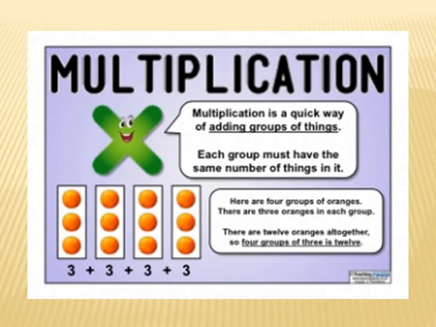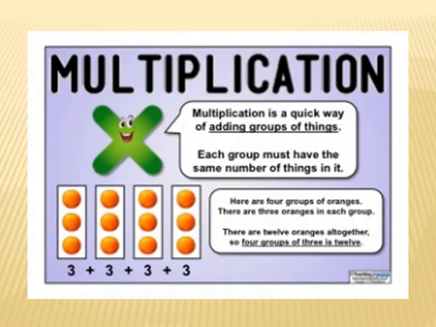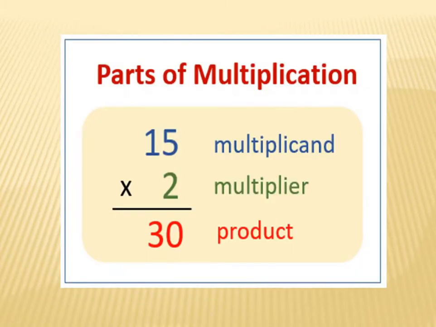How? 3 plus 3 will give you 6, 6 plus 3 will give you 9, and 9 plus 3 will give you 12. So you can say that there are 12 oranges altogether. So 4 groups of 3 is 12, and this is the sign of multiplication, which you will soon be familiar with. Parts of multiplication, we are going to study about it.